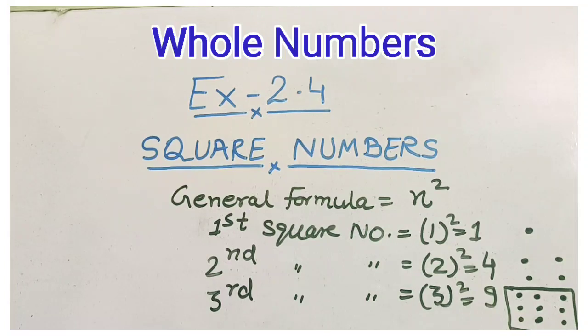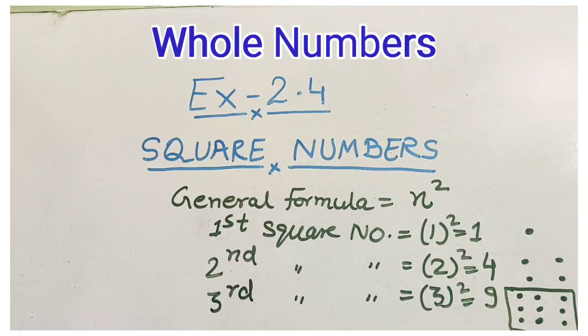Clear? The length and breadth part will be 3 units, or you can say 3 dots. Clear? So just guess what will be the 10th square number. That will be 10 square, that will be 100, in which we have to apply 100 dots, 10 by 10. Got it? Excellent बच्चों.